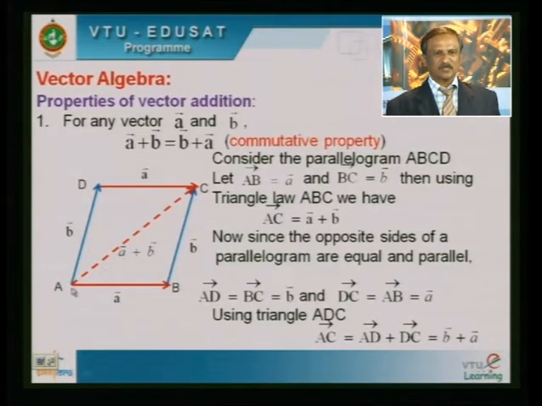You know that AB is a vector. How do we denote this vector? By using this letter. BC is also a vector, denoted using this letter, BC is equal to B. DC is also a vector, denoted by A. AD is also a vector, denoted by B. So now you can denote all these vectors, and we know that it is a parallelogram. So what about AC? AC is the sum of these two sides, AB plus BC, that is equal to AC.